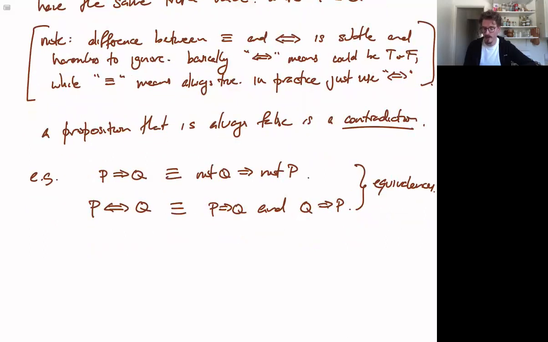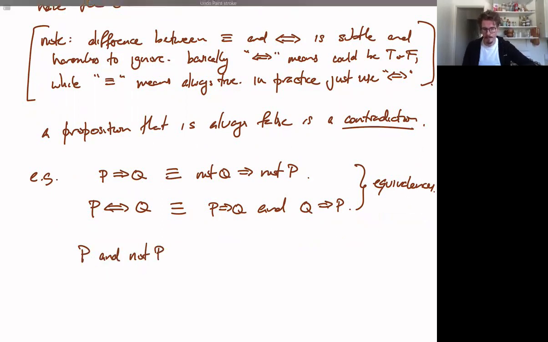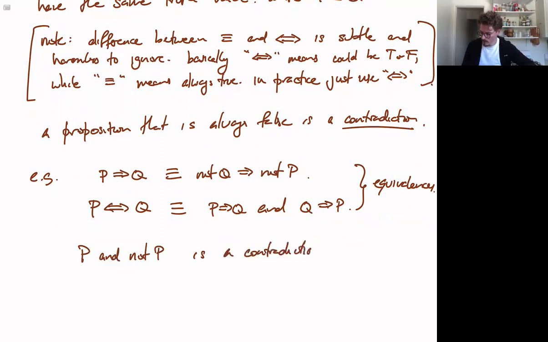An example of a contradiction, what is an example of something that's always false? If you consider something like P and not P, I mean, if you want to get technical, and is only true when both sides are true. And in this case, both sides are opposites, so they will never both be true. So this is a contradiction. But I mean, we don't need to get that technical. P and not P, hopefully that sounds to you like nonsense. It's just never true. Okay.